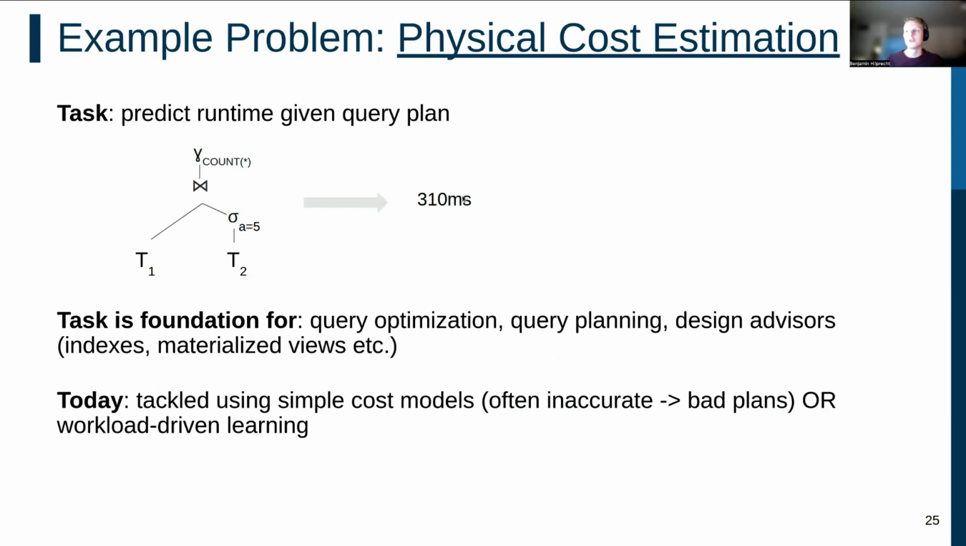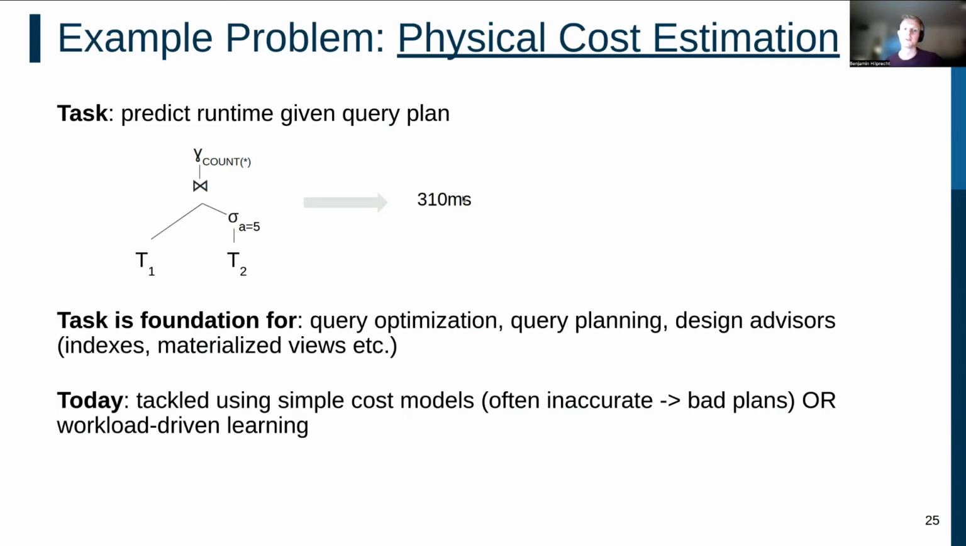And this is a really crucial task in databases because it's used for query optimization. So we could basically choose the right plan. We can compare different plans, enumerate different plans, and then take the plan that probably has the lowest runtime. So that's how this is useful in query optimization and query planning. But we can also use it for design advisors. For instance, if you want to know which indexes or materialized views are worth creating, then this is also a really useful model because you can do this what-if estimate. If I had created this materialized view, how much faster would my query run? Is it really worth creating the materialized view?